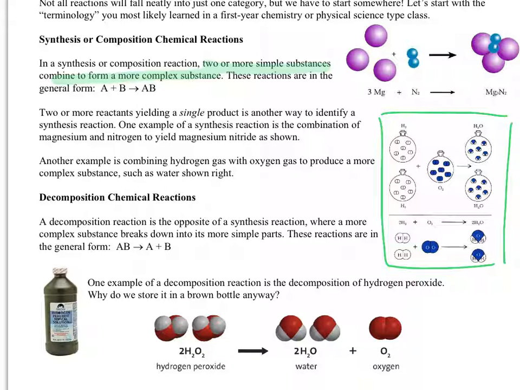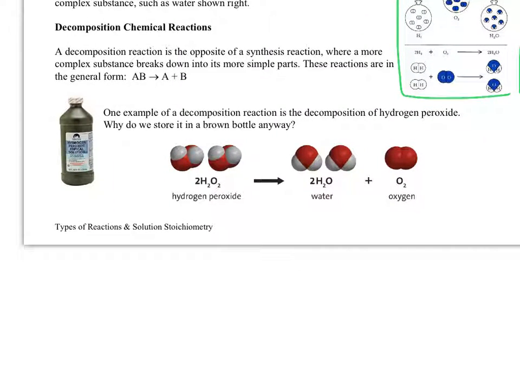Next, we have decomposition reactions. Decomposition reactions are exactly the way they sound. It's the opposite of synthesis, so I have one complex substance that breaks down into more simple parts. So we're going to reverse that reaction. Fred and Wilma go to the dance as a couple, and then when they get there, they break up because Fred's a terrible dancer. The general form for decomposition reactions is AB yields A plus B.